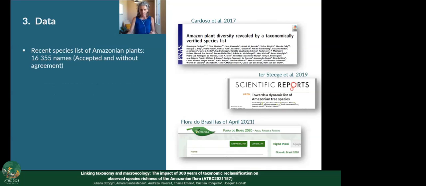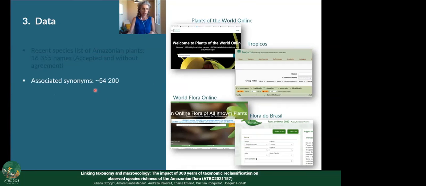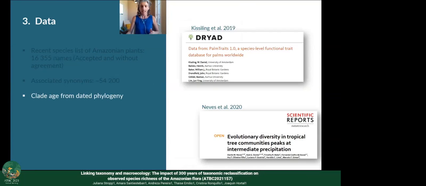So to test this hypothesis, we compiled a list of names of Amazonian plants from three sources: Cardoso, Teixeira, and Flora do Brasil. We also compiled the associated synonyms of all these names. And whenever possible, we got the age of the taxa from dated phylogenies. So I will show you now some results that we have for the palms, only one family.